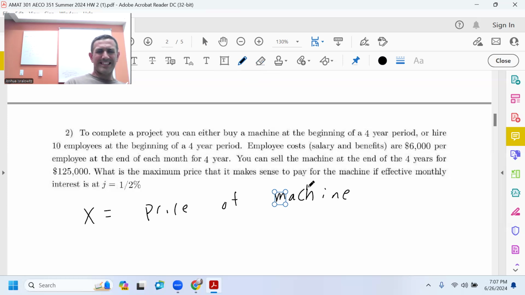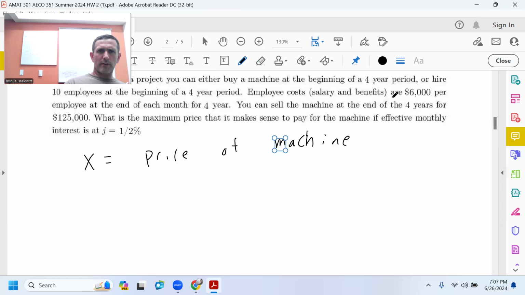It really only makes sense to time value everything at a certain interest rate. Okay, so let's do employee costs. You have 6,000 per employee, 10 employees, for 4 years, and 6,000 at the end of each month. So that'd be like 72,000 a year.